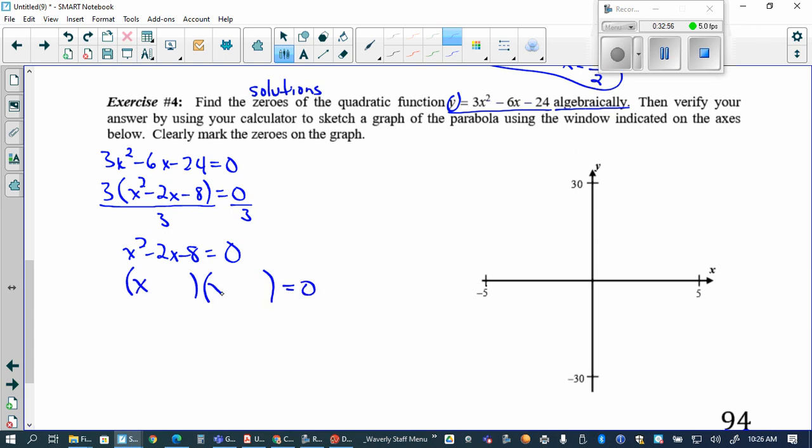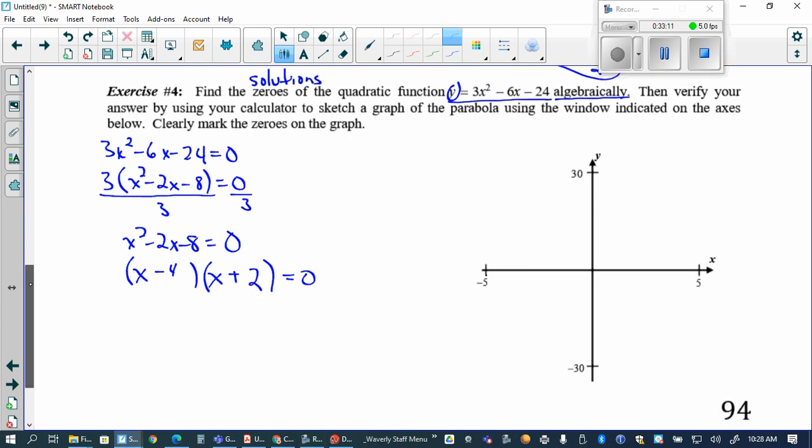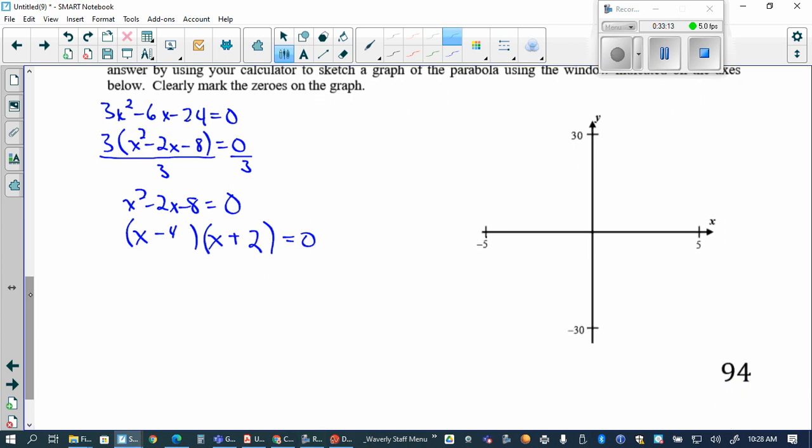X and X. What do the numbers have to multiply to, and at the same time add to? Okay, go ahead, do it. Okay, so we had -4, +2, right? Serenity, what'd you get for your final answer? X equals 4 or X equals -2. Right, so X minus 4 equals 0, or X plus 2 equals 0, X equals 4, or X equals -2.